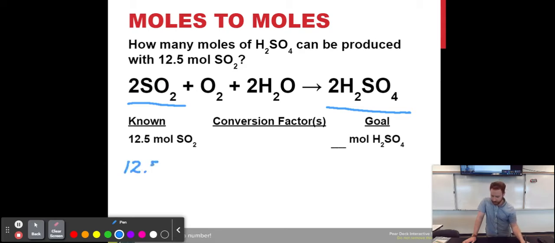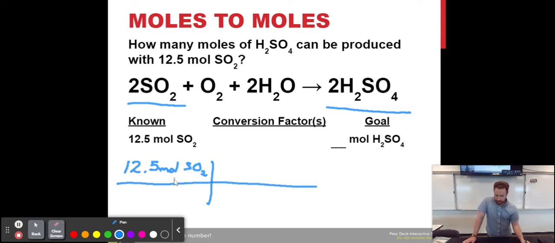As always, we start with writing down what we know in the upper left-hand corner of a conversion box. Just like before, you can look at the units of what you know, and you can just write those same units down here, because we want to get away from units of moles of SO2, and we want to introduce moles of H2SO4.